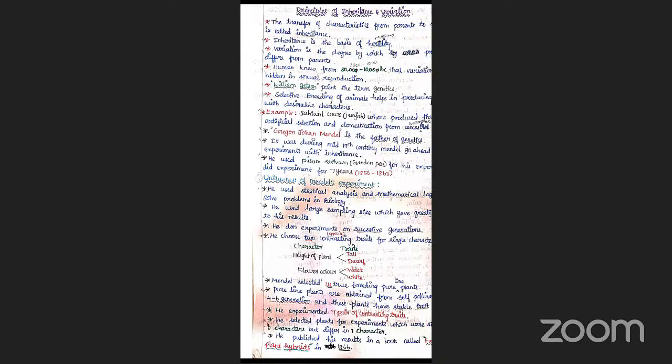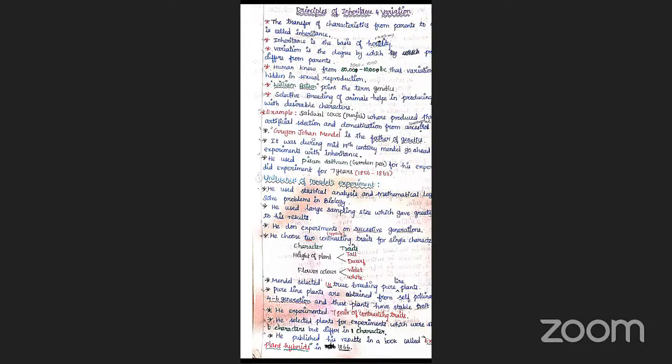Mendel's experiments were all published in one book named Experiments on Plant Hybridization. So Mendel's work was published in Experiments on Plant Hybridization in the year of 1866.